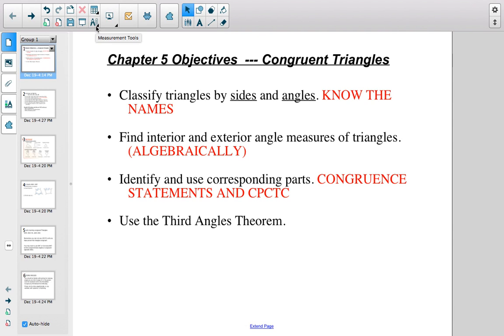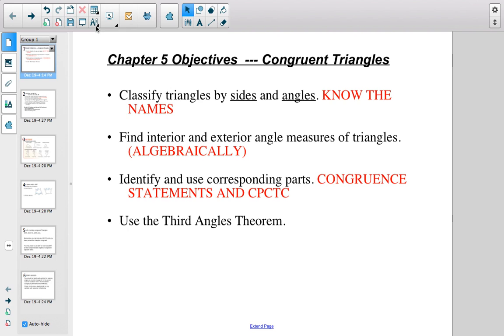Today we just wanted to go over the Chapter 5 objectives, which you were given at the beginning of Chapter 5. You have these bullet points typed out for you. It should be at the beginning of your notebook. For Thursday's test, you should be able to classify triangles by sides and angles, and know their names, such as scalene, acute, right, obtuse, isosceles, equilateral, etc.